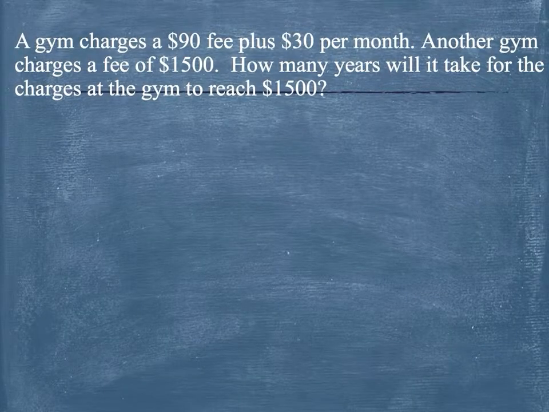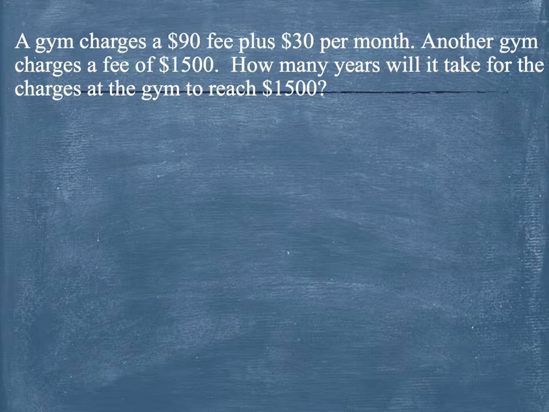Here we got a little story problem. We have to set up the equation and then solve for it. So a gym charges a $90 fee plus $30 per month. Another gym charges a fee of $1,500. How many years will it take for the charges at the gym to reach the $1,500?